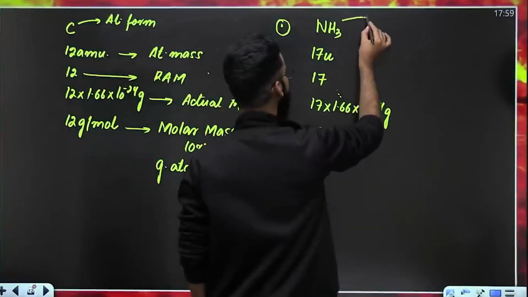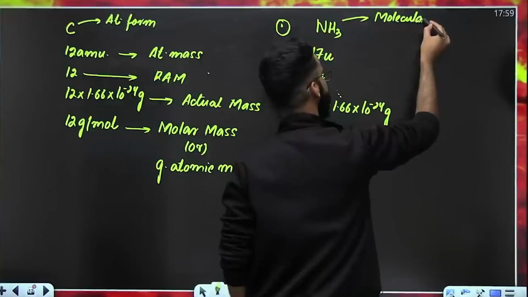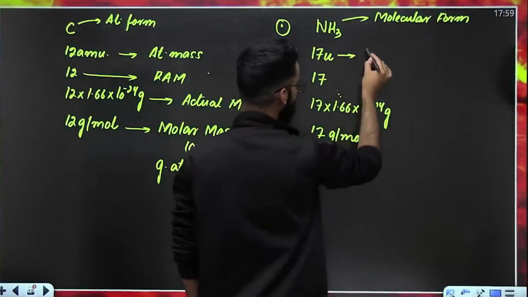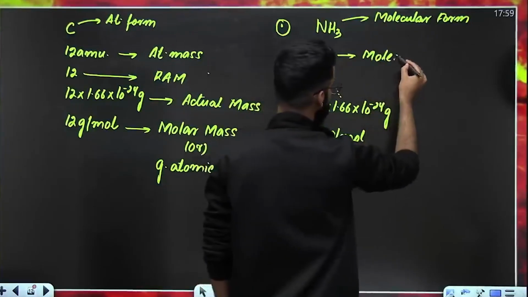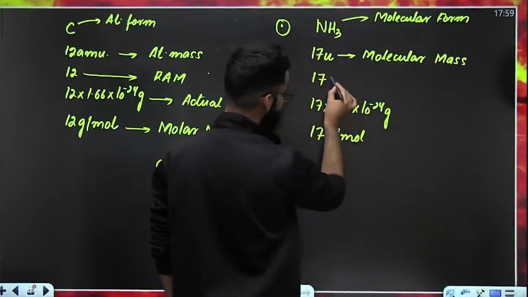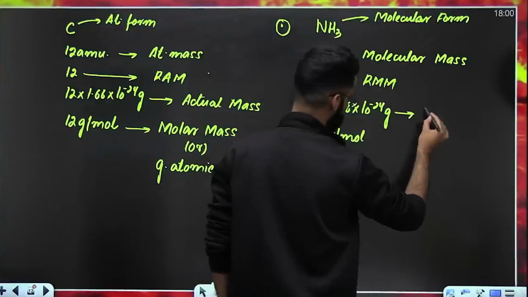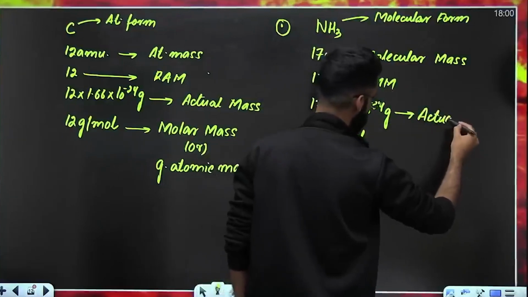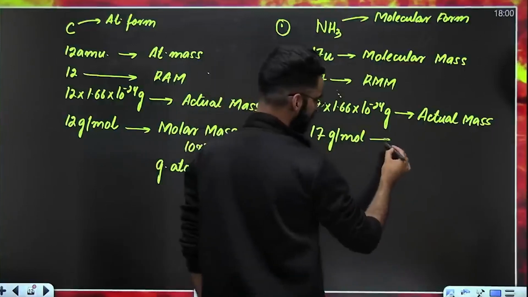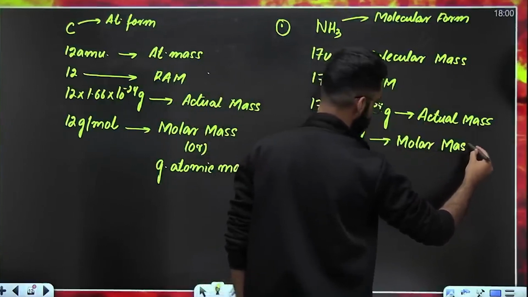First of all, NH3 here, it is not in atomic form, it's in molecular form. Right? It's a molecule. Yeah? Now, this 17 U is what you'll be calling as the molecular mass. This 17 is something which I call as relative molecular mass. This particular term, I will be calling it as the actual mass. Right? And this particular term, I'll be calling it as the molar mass of NH3. This is the molar mass of NH3.